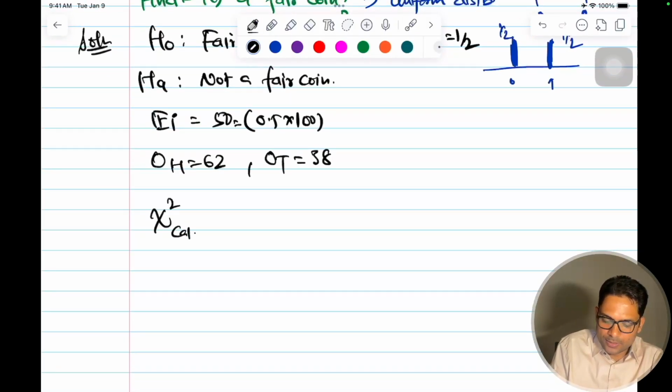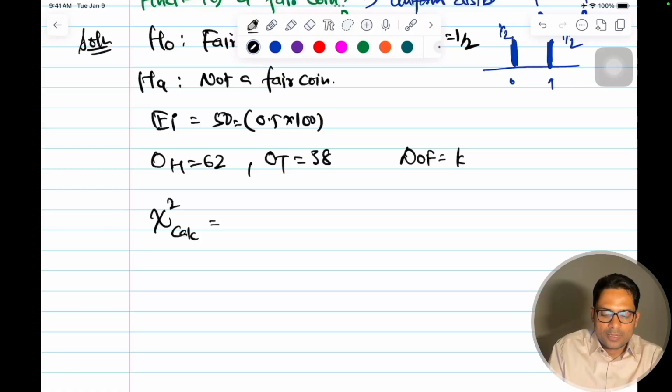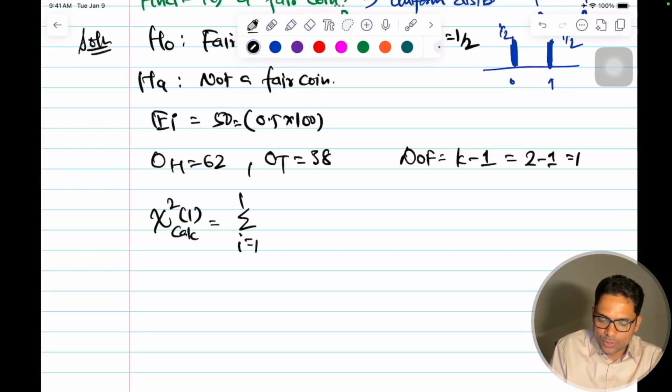Chi-square calculated. Degrees of freedom will be equal to, since we are not estimating any parameters, the number of categories, which is 2, minus 1, that is equal to 1. So chi-square test for 1 degree of freedom is equal to the sum from I equal to 1 to k of (OI minus EI) whole square by EI.